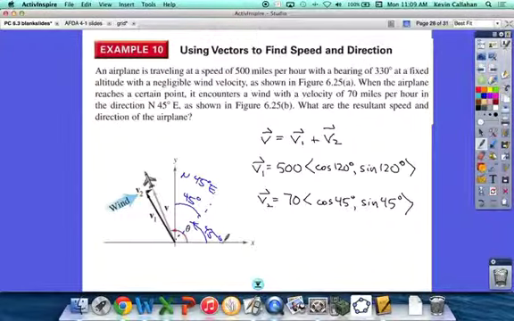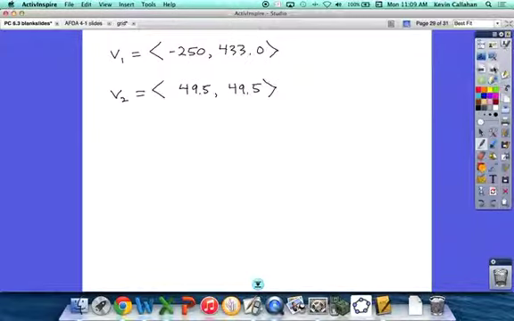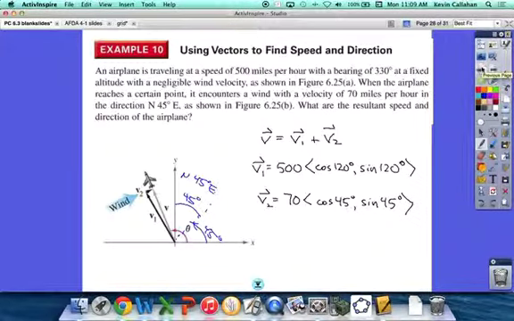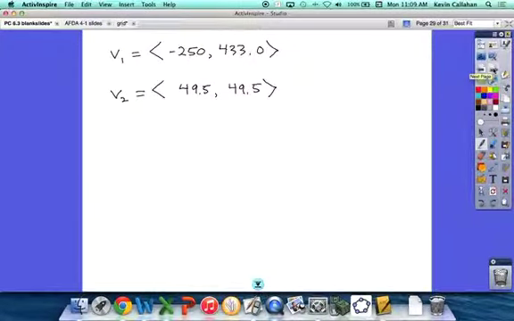So here's the one vector, here's the other. Now, you can turn that into the component form, just do the scalar multiplication, right? And I've already done that on the next slide. Right? If you multiply 500 times the cosine of 120, 500 times the sine of 120, you get these two numbers. And again, do the same thing with the 70 cosine 45 and the 70 sine 45, and you get these two.